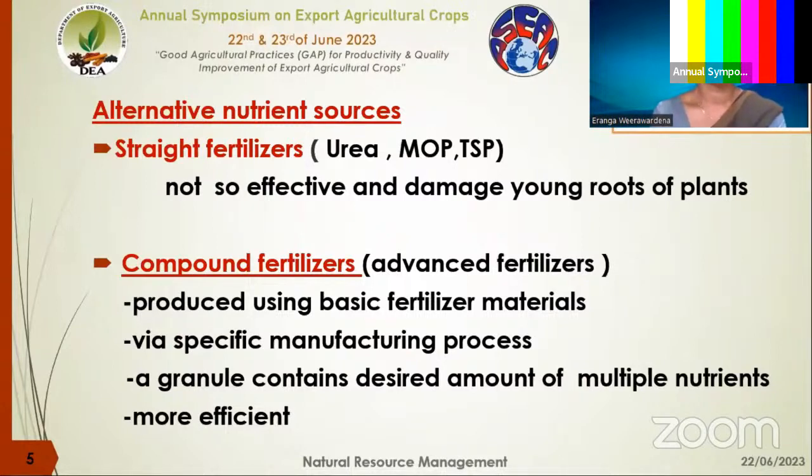However, it is very difficult to use straight fertilizers because previous research revealed that use of urea and MOP in excess amounts damages young roots of plants. So we can find alternative sources from compound fertilizers because they are more advanced fertilizers. They are produced using basic fertilizer materials via a specific manufacturing process. So a single granule contains the desired amount of multiple nutrients. So they are more efficient and environment friendly.